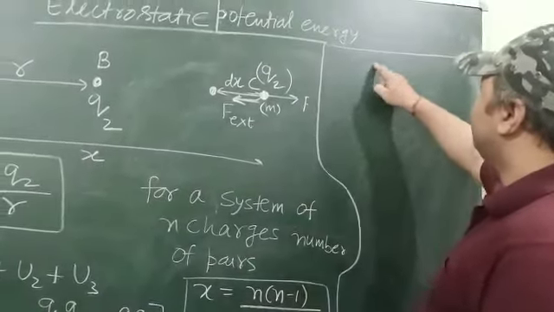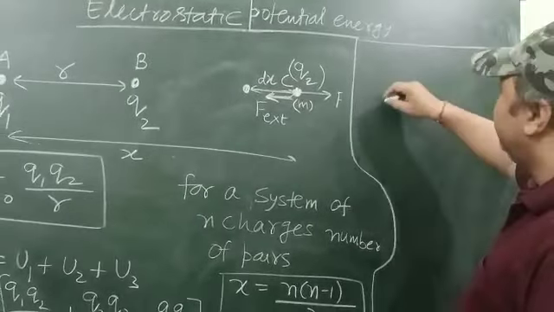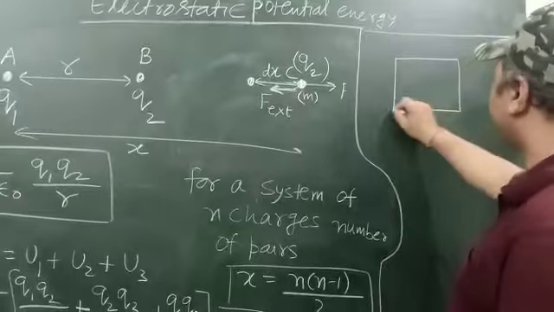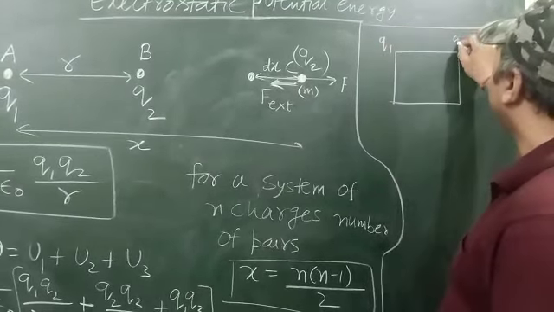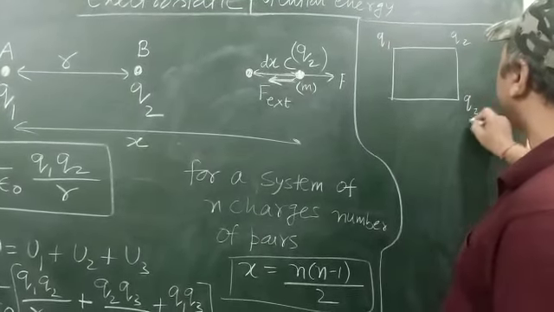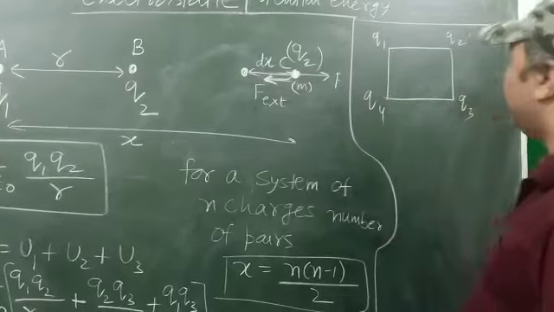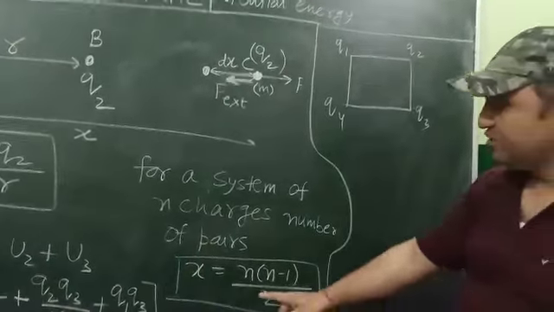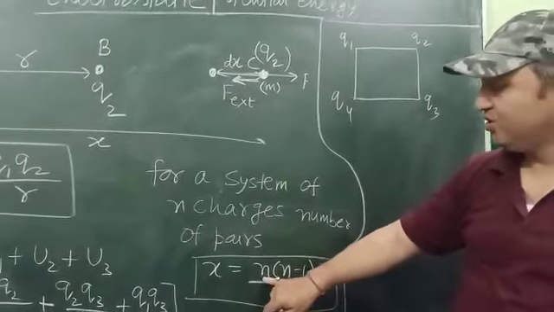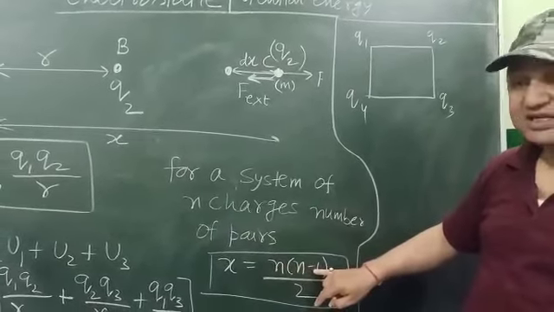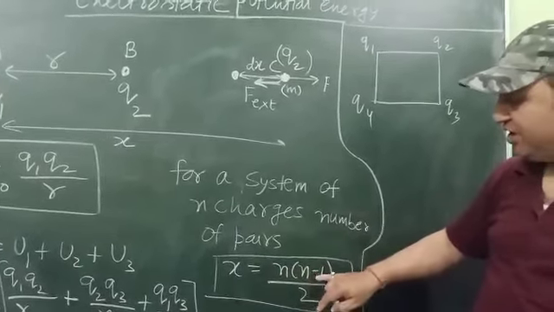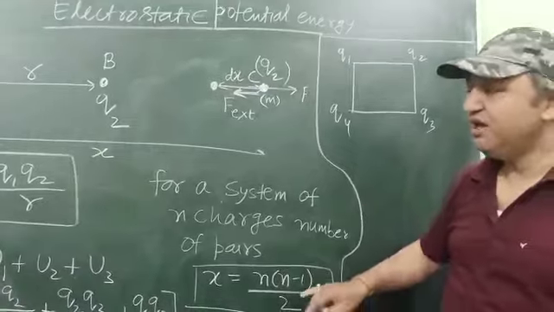Okay, so moving ahead, let me write that if we have 4 charges, just like in the case of a square, Q1, Q2, Q3, Q4. Now how many pairs are possible? According to this formula, you will put n equals to 4. 4 into 4 minus 1, that is 3. 4 into 3 is 12. 12 upon 2 is 6. So you will have 6 pairs.